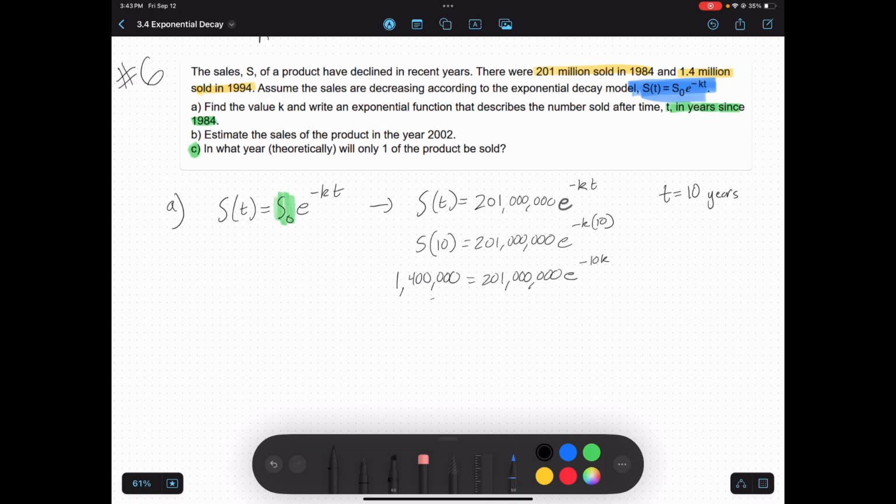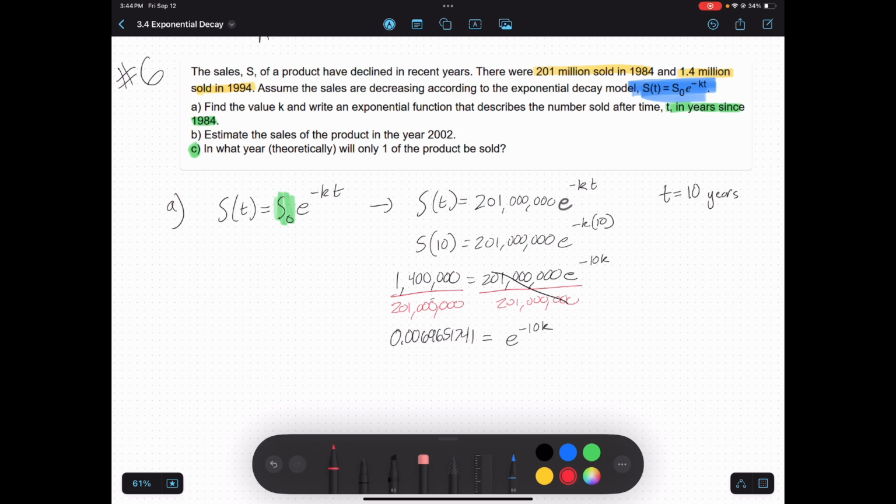And now I have an equation with only one variable. And so therefore I can solve for that variable. So I'm going to go ahead and do that. First, I'm going to divide by 201 million. When I do that, the 201 millions on the right side cancel out, and I'm just left with e to the negative 10k. And on the left side, I get 0.0069651741. I'm going to keep as many decimal places as possible. Remember, I don't want to round until the very end.